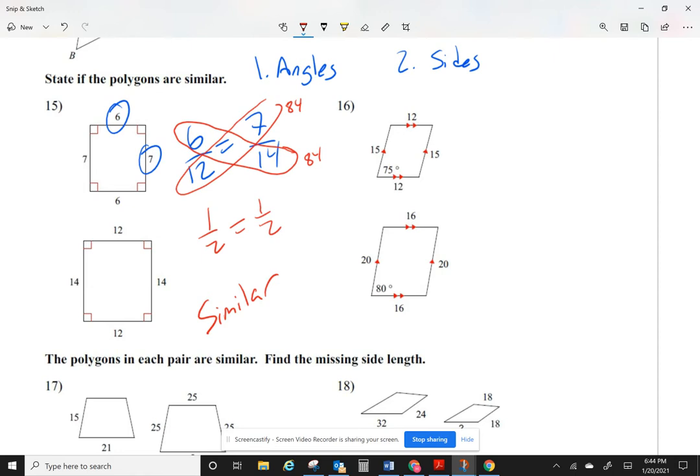Take a look at number 16. Let me check angles first. This bottom corner is 75. This other corner is 80. The angles are not equal, therefore, not similar. Remember I said the angles must be equal and the sides must be proportional. It has to meet both criteria. As soon as it fails one, not similar.